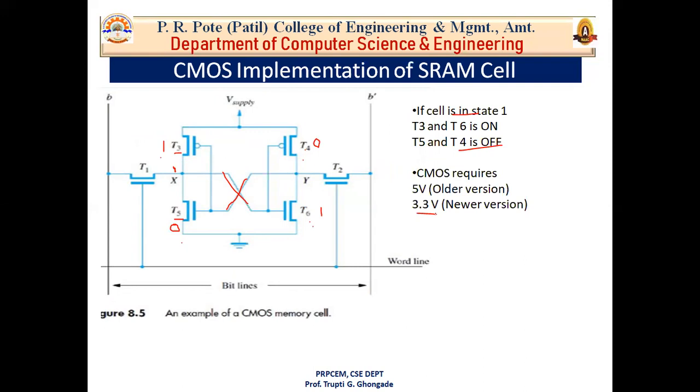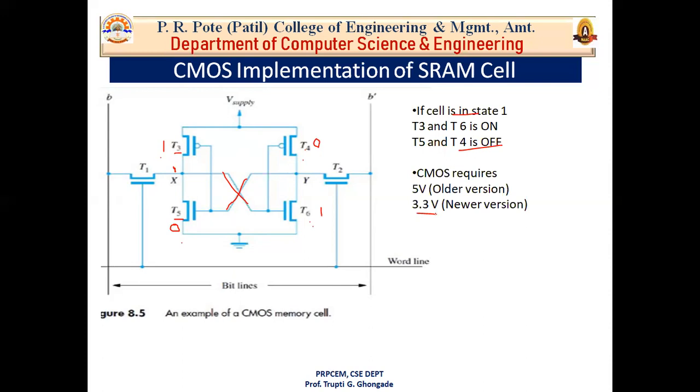So this is about the CMOS implementation of SRAMs. Now in today's lecture, along with this CMOS, we will discuss the dynamic RAM. As we know that RAM is categorized into two parts, that is static RAM and dynamic RAM. Now static RAM we have seen in the previous lecture and today we will discuss the CMOS.